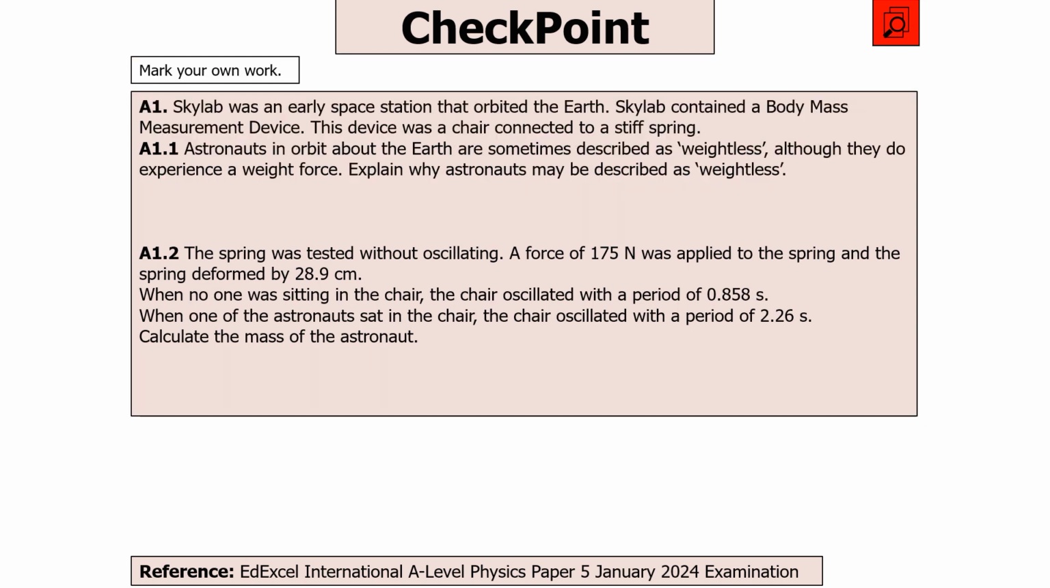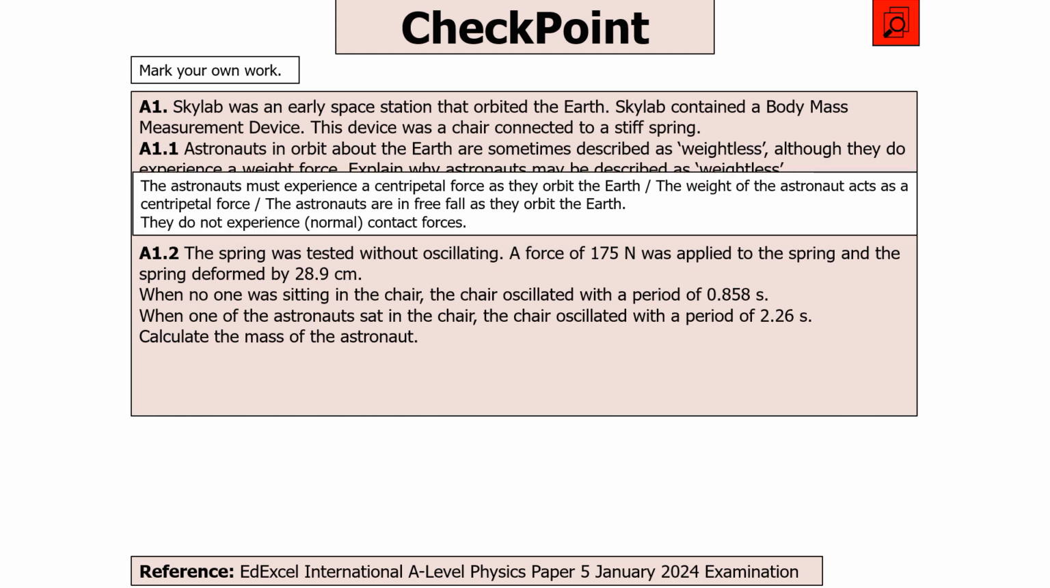Right, so for this one, the idea is the astronauts are moving in a circular orbit, so they'll experience a centripetal force as they orbit. The weight of the astronaut is acting as the centripetal force, acting towards the centre of the circular orbit. So the astronauts are free falling, accelerating towards the centre of the Earth as they orbit it, but they have inertia in the horizontal direction, so they'll be moving in a circle and free falling. They won't be touching any object, they won't be touching the bottom of the spaceship, so they won't experience a contact force, which we would observe as weight on Earth.